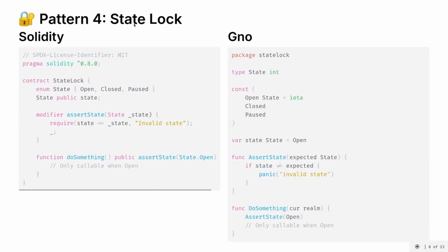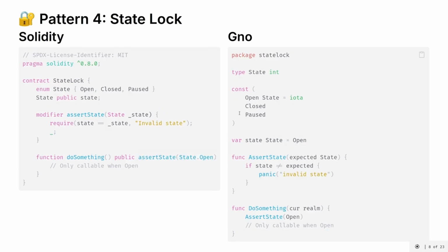State lock is a simple pattern that lets you set the contract to a specific state, so it can be open, closed, paused. It can also be for functions. In Solidity, you will create an enum and an attribute state. You will create a new modifier that can be called in the modifier space. So here we verify the state is still open.